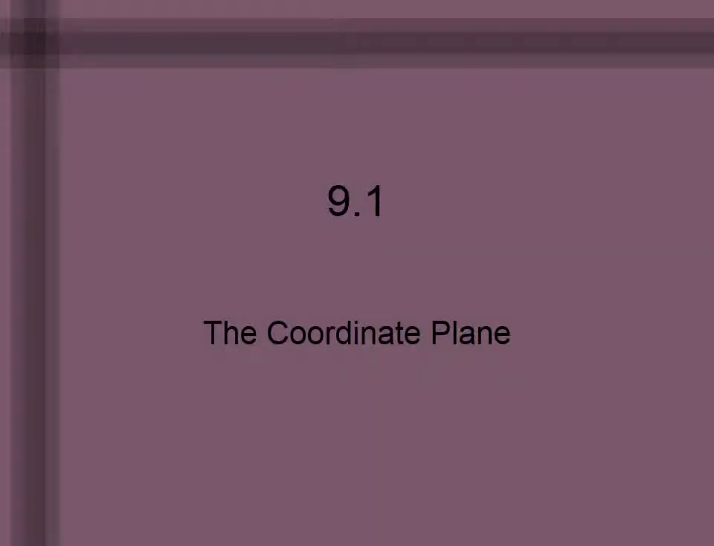Alright guys, today we are going to start a new chapter, and the first lesson in this chapter is called the coordinate plane. So we're going to learn about the coordinate plane and the basics about graphs. Okay, so the first thing I want to talk to you about is one-to-one correspondence.